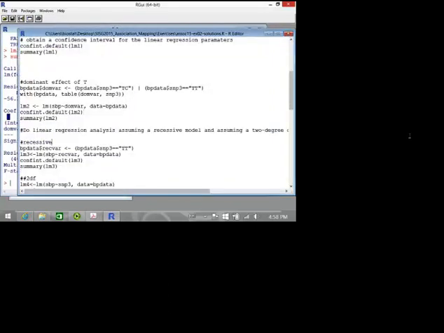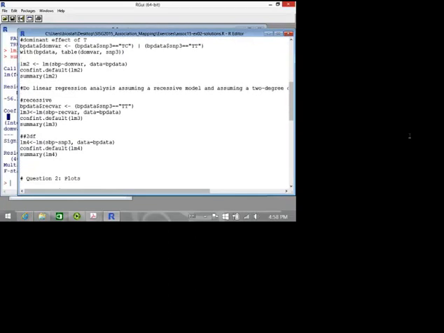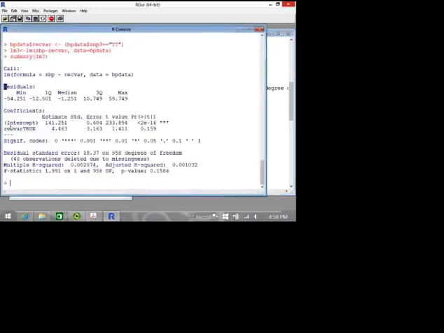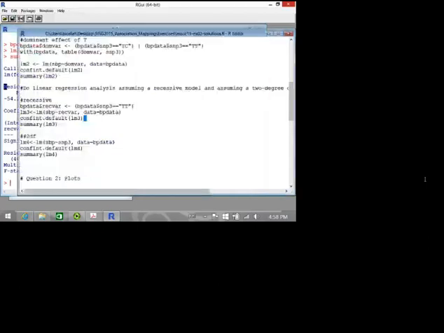Okay. So what about a recessive model? You could do the same thing. Here's a recessive model. Okay. So nothing there. What about a 2 degree of freedom model?